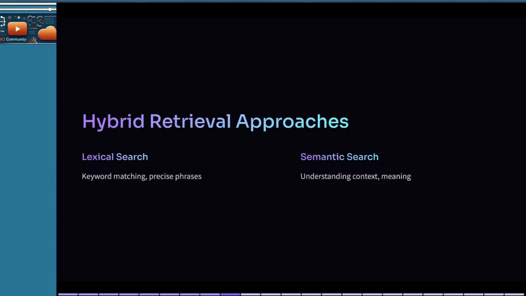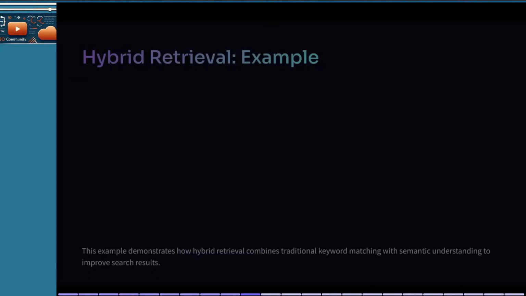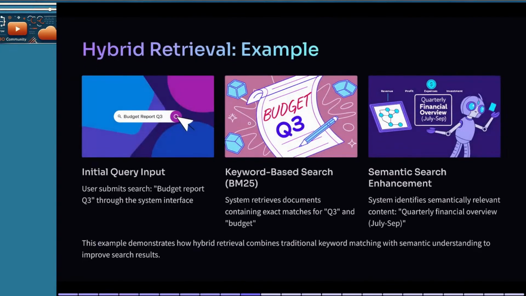Or there's another interesting approach. Well, first I'll go through this. So the user searches "budget report Q3." At the same time, we'll do a keyword-based search and we'll do a semantic search. And we'll combine these two together depending on our domain and what makes sense to us, right?